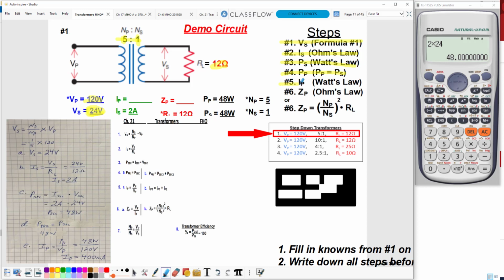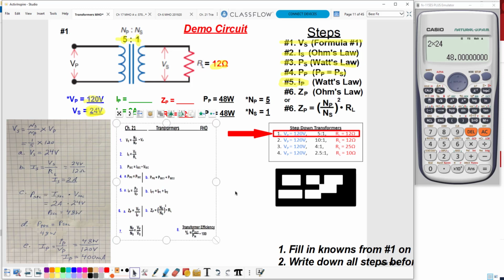Now I want to find my primary current. I don't have any resistance over here. I don't have a resistance value, so to find current when I don't have resistance, but I have my voltage and my power, well, I can use my power formula. And that's what formula number 5 right here shows us: that the current of the primary is equal to the power of the primary divided by the voltage of the primary.